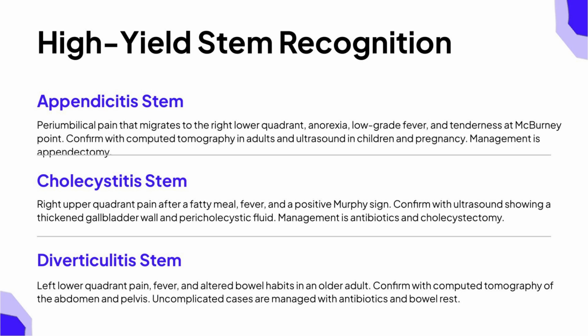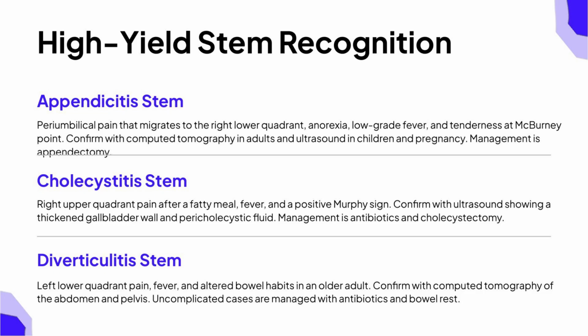For appendicitis, the classic stem is periumbilical pain that migrates to the right lower quadrant with anorexia, low-grade fever, and tenderness at McBurney point. Confirm with computed tomography in adults and ultrasound in children and pregnancy, then proceed to appendectomy.